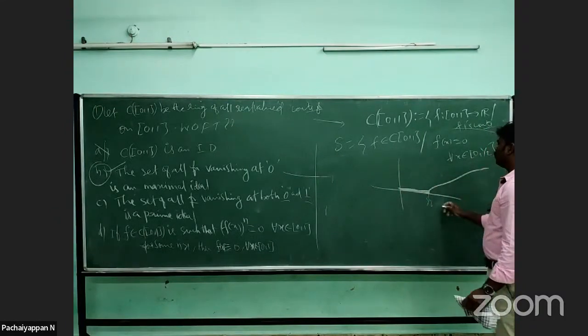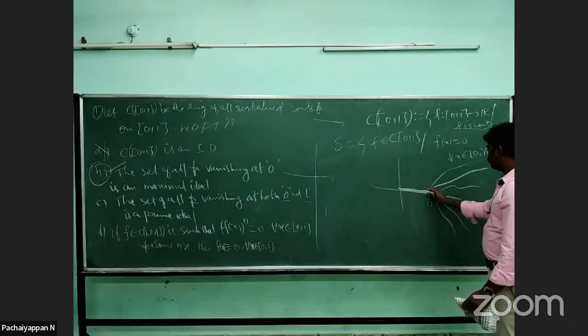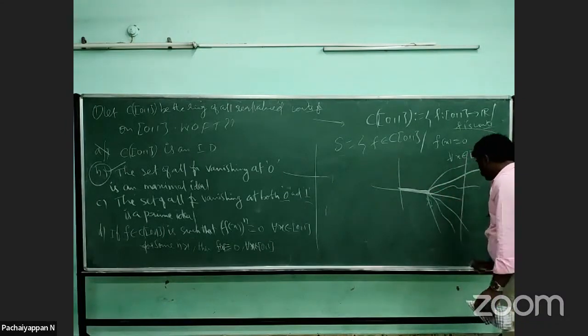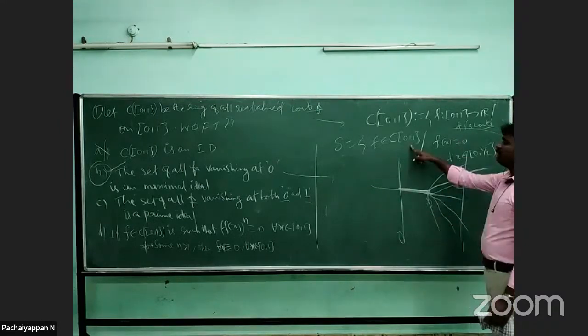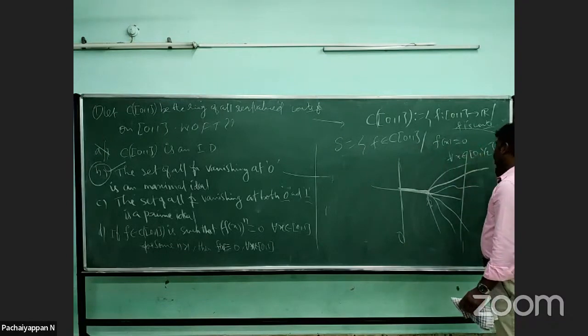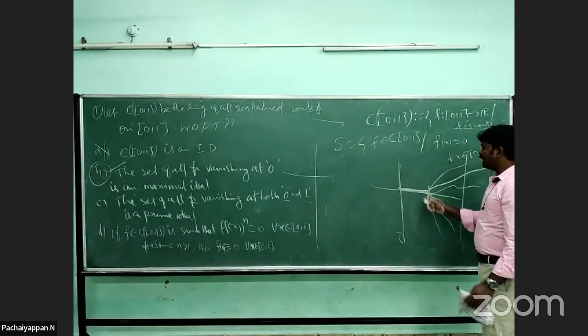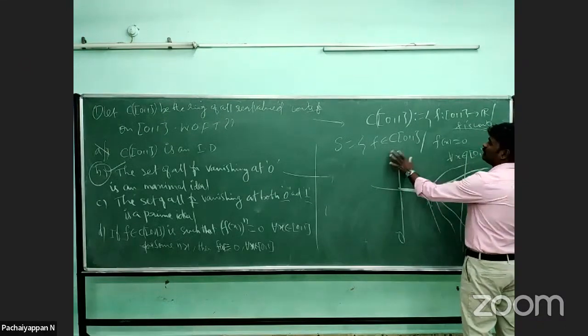Then for the remaining part, we don't know where it will be going. Wherever it will go, like this, we don't know. This is 0 to 1. Set of all f belonging to C[0,1] with f(x) equal to 0 for every x belonging to [0, 1/2]. Every element that vanishes on 0 to 1/2, at every point, collect all those elements. That is your set S.